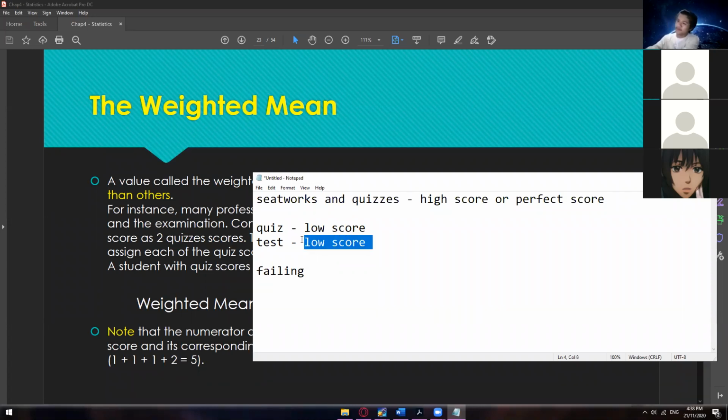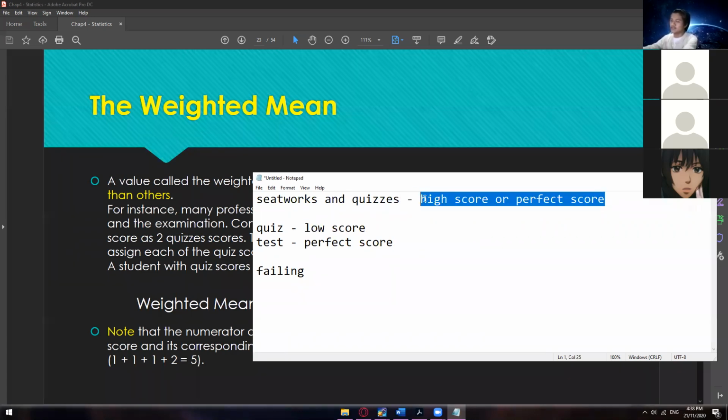But let's say you're getting a high score, say a perfect score, in your exam, and then a low score on your quiz, and also an average score in your seat works and quizzes. So will you be able to pass if you have this kind of grading? Yes, sir.